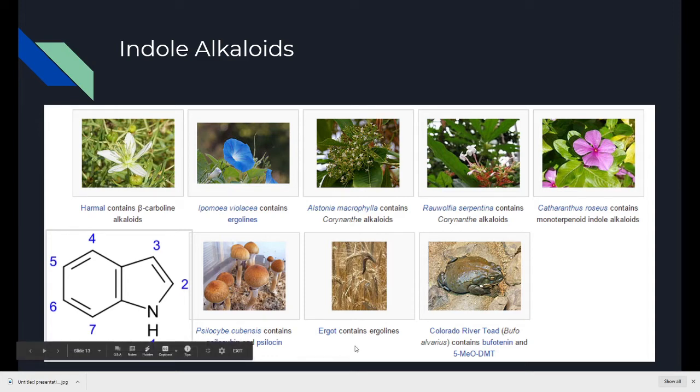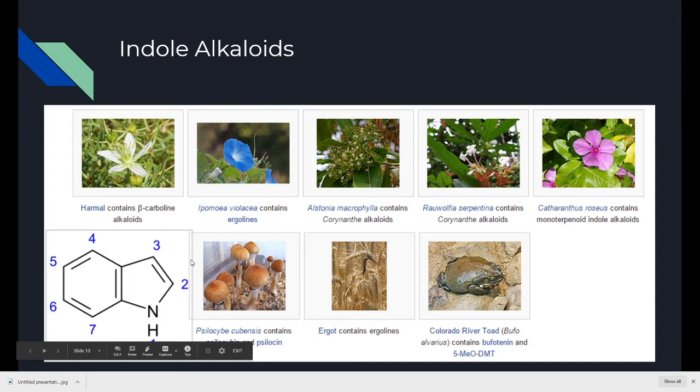The other non-plant here is the California, the Colorado River toad, or Bufo alvarius. It has bufotenin, or we just call it bufo, which is a 5-methoxy form of DMT. So what I want you to notice throughout this presentation as we move forward is we're going to be talking about a lot of things that look like this chemical structure on the left.